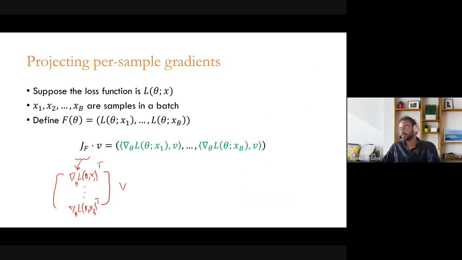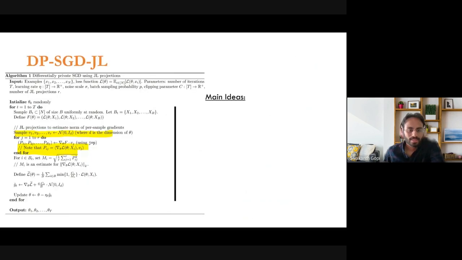Okay. So that's the algorithm. So let me go in. This is the whole algorithm. It's actually a very simple modification of the original DP-SGD.